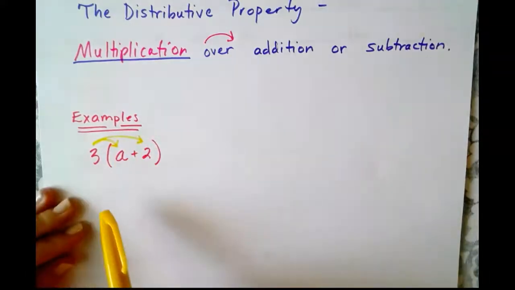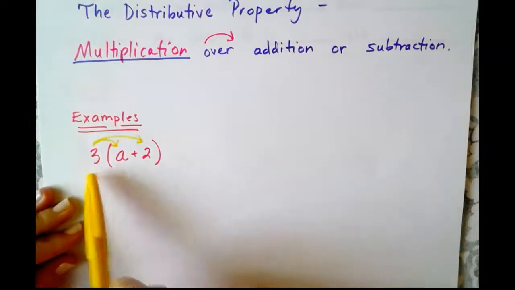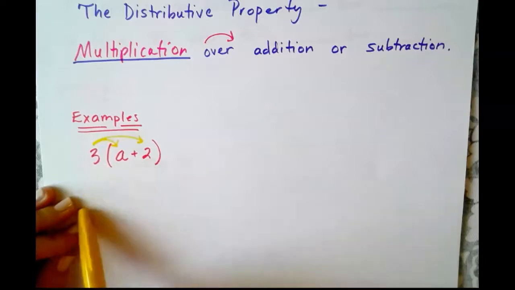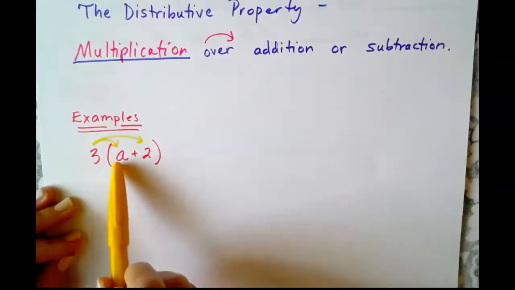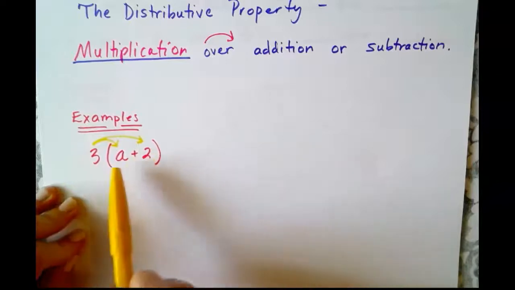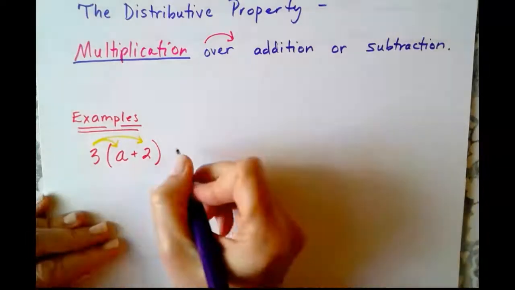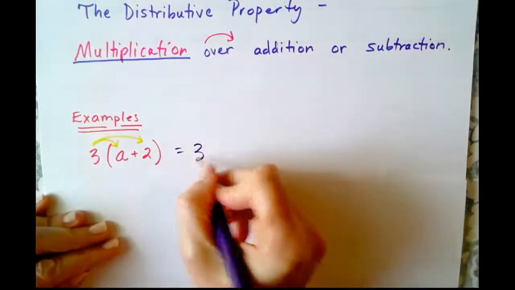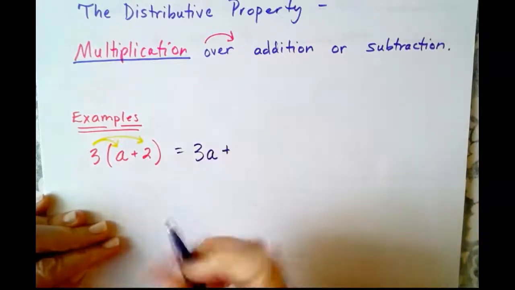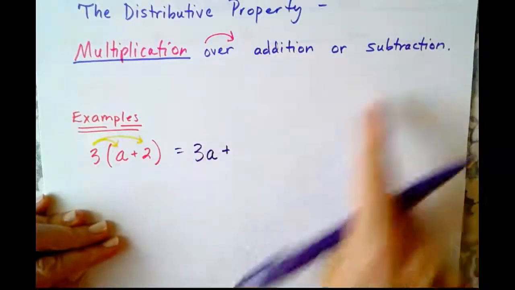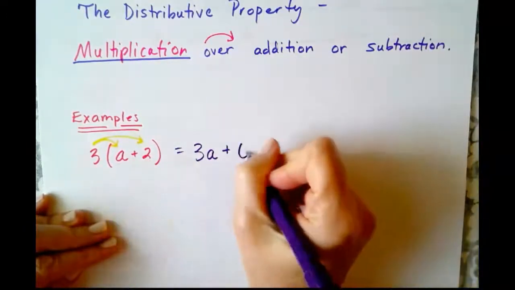So basically what's happening here is this is 3 times the quantity of a plus 2. So it's not just 3 times a, it's not just 3 times 2, it's 3 times a plus 2, which is why we have to triple both parts of the expression that's inside of the parentheses. So let's distribute. 3 times a is 3a. Plus, the plus is not changing. Remember, it's multiplication over addition or subtraction. 3 times 2 is 6.